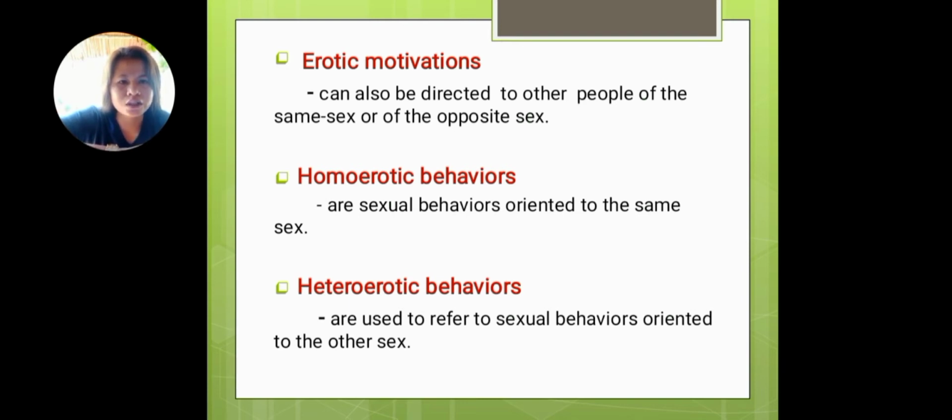Heteroerotic behaviors are used to refer to sexual behaviors oriented to the other sex. Heteroerotic behaviors have to do with sexual excitement towards the opposite sex. So kanay legal jud ni siya kay kuan man siya both male and female, dili man siya opposite. And also called heterosexual men and women or a heterosexual couple.